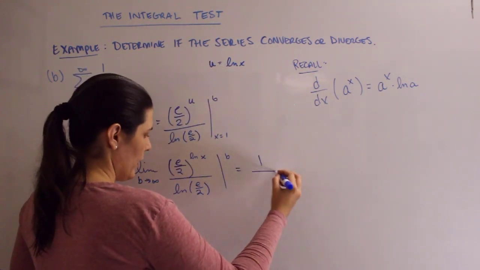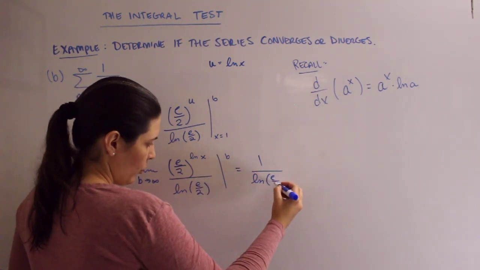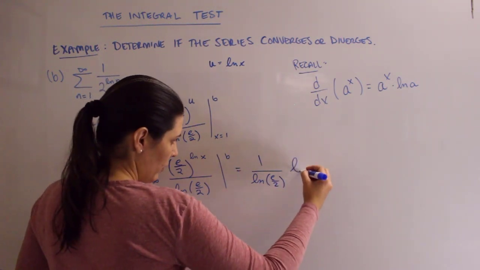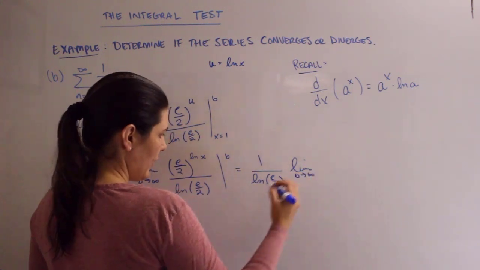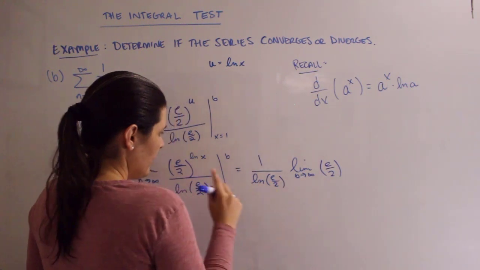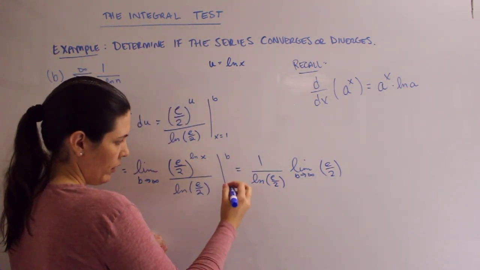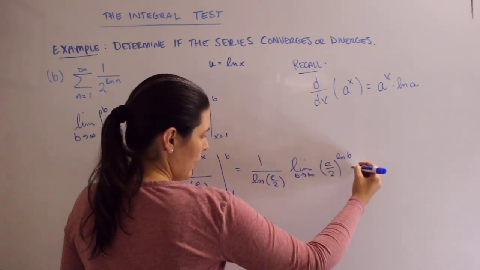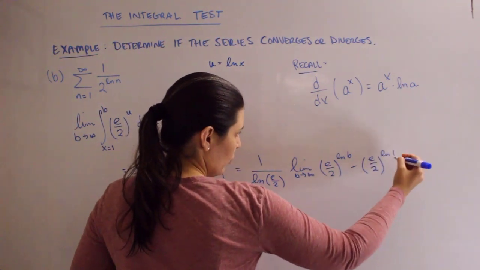So I'm going to factor out this denominator just to not have to keep rewriting it so close to what we're working with. So 1 over ln e over 2 times our limit as b goes to infinity of, and let's see if we can do this all at once, e over 2 to the ln x power, but we're going to plug in b, minus plugging in 1. Okay? So e over 2 to the ln b minus e over 2 to the ln of 1.